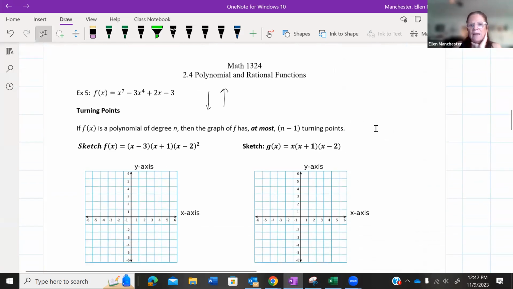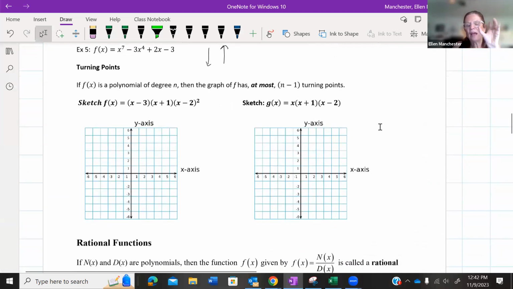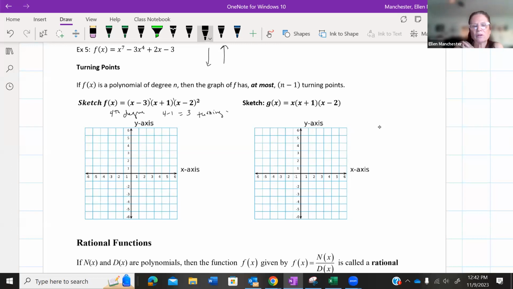Okay, and then turning points is just how many times it switches direction. So this one, we have a 4th degree polynomial, which means it's even, and it has at most 4 minus 1 turning points. So it has at most 3 turning points.